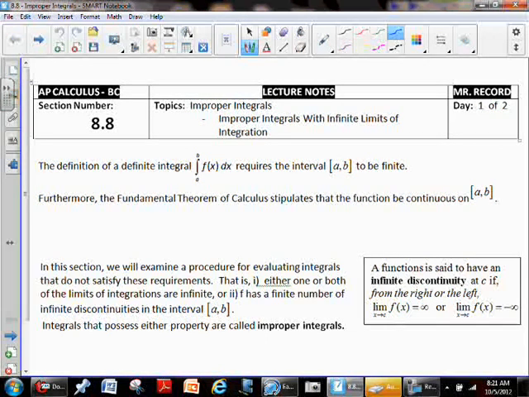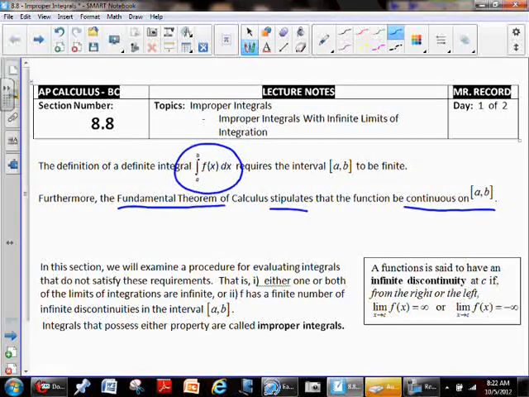And the thing about an improper integral that you're going to notice is that it seems to violate what we have learned about the fundamental theorem of calculus. Now, if you remember, when we talk about finding values of definite integrals, we have boundaries of a and b. You all know that, of course. But the fundamental theorem of calculus stipulates that the function be continuous on the closed interval a to b. With an improper integral, that may indeed not be the case.